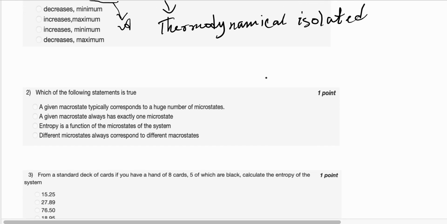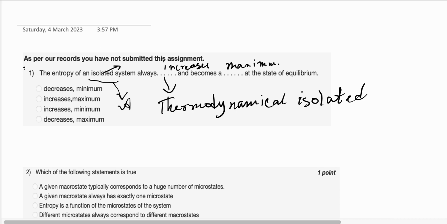So in the first case, the question actually has an error. It is not an isolated system; it is meant here that it is a thermodynamically isolated system.